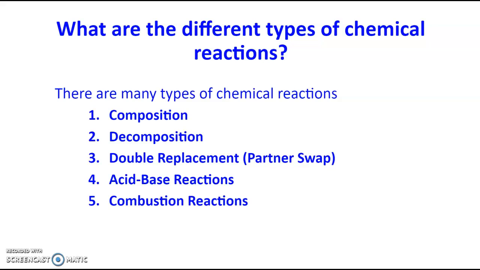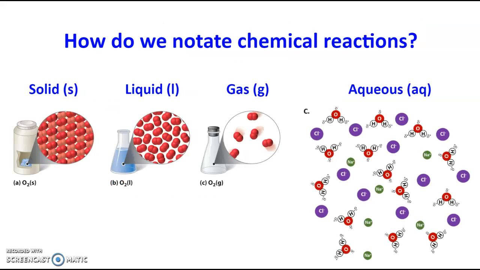What are the different types of chemical reactions? There's many different types of chemical reactions. The 5 that we're going to encounter in this class are composition, decomposition, double replacement, which I like to call partner swap, and that's what we've done in all of our labs with the little drops, our double replacement. We'll look at acid-base reactions and also combustion reactions.